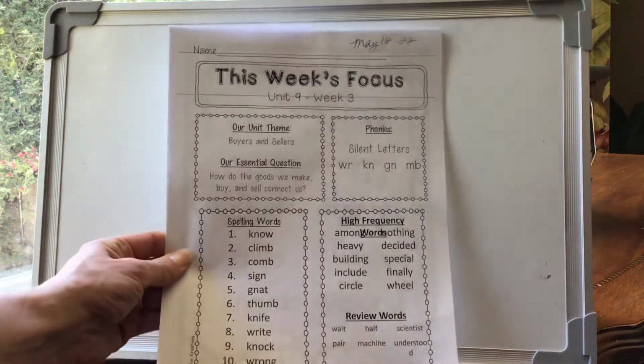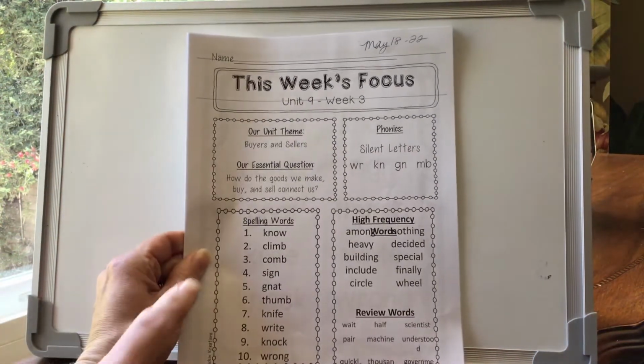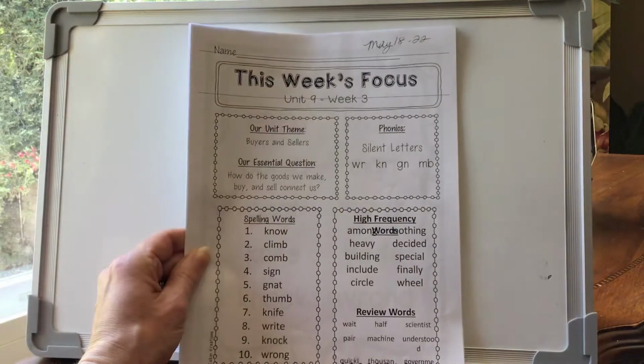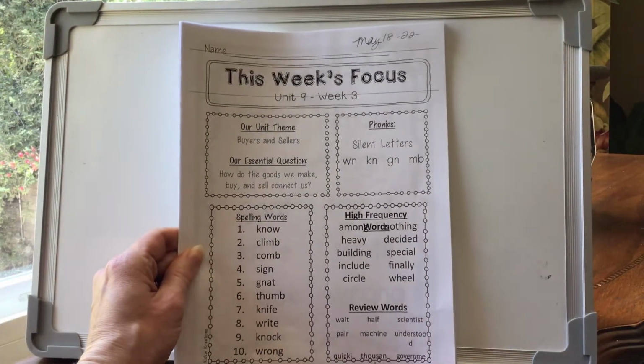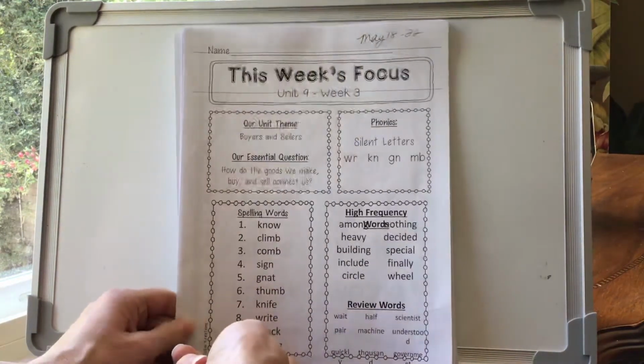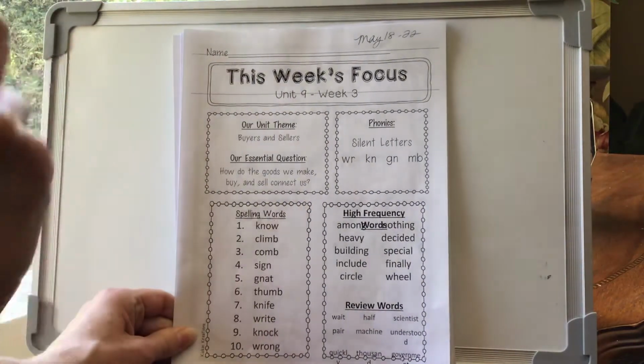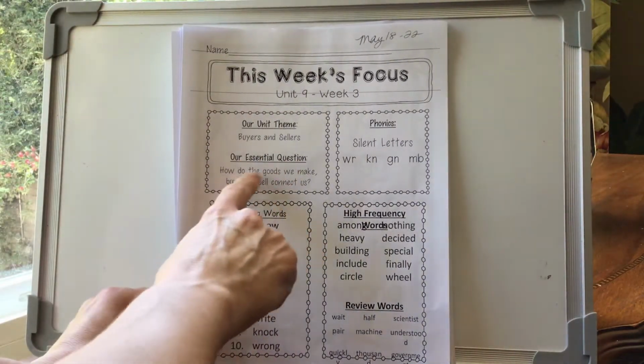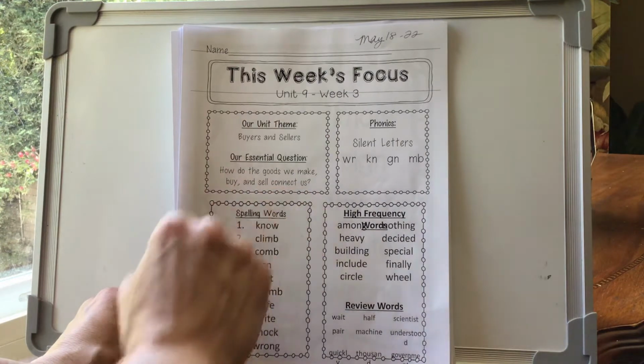All right, this is the video for the lesson plans for May 8th to the 22nd of 2020. We're continuing with our unit theme about buyers and sellers and thinking about our essential question: how do the goods we make, buy, and sell connect us?